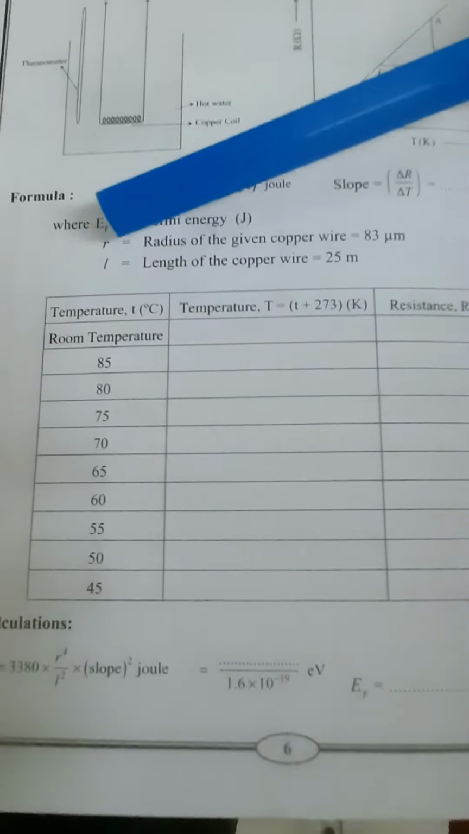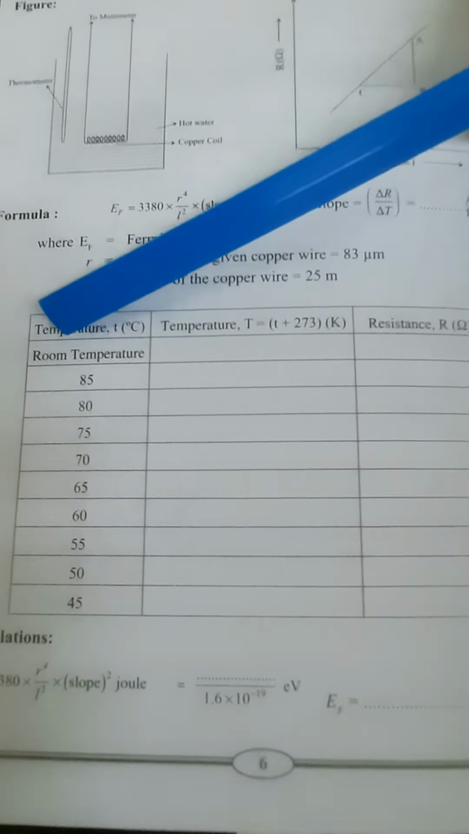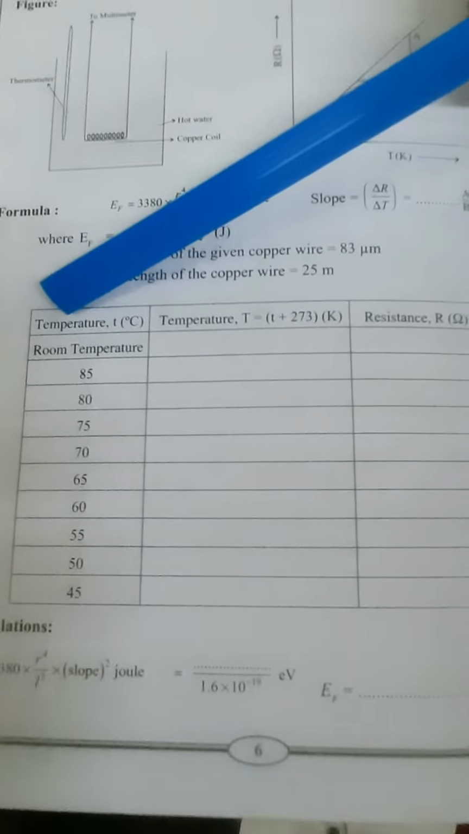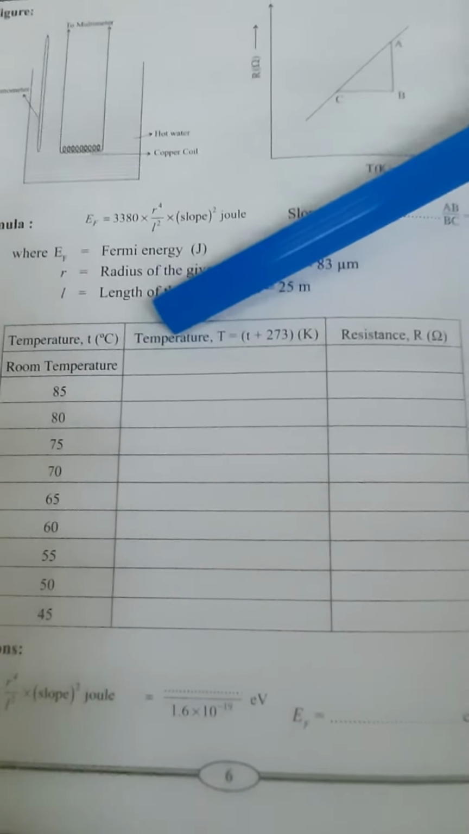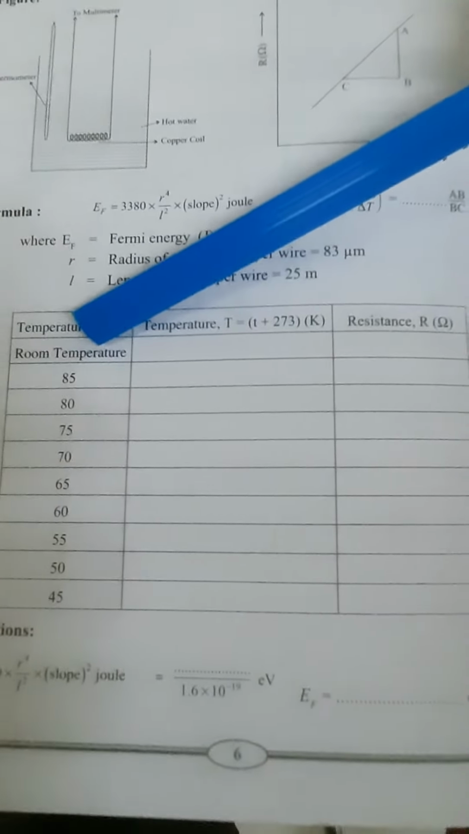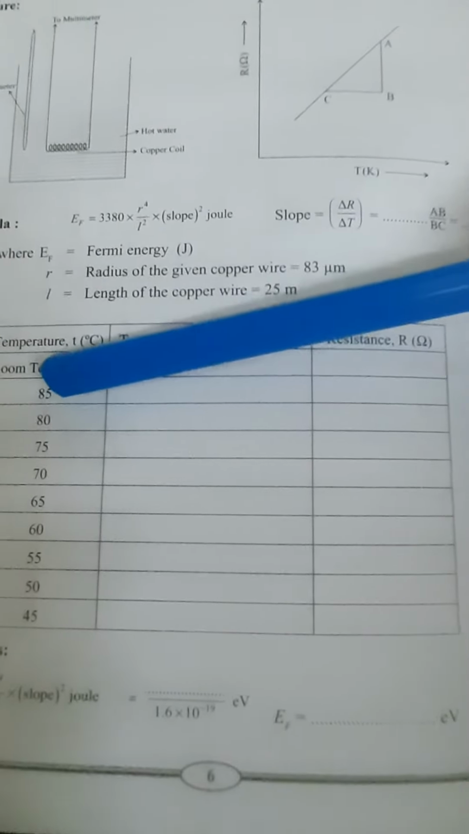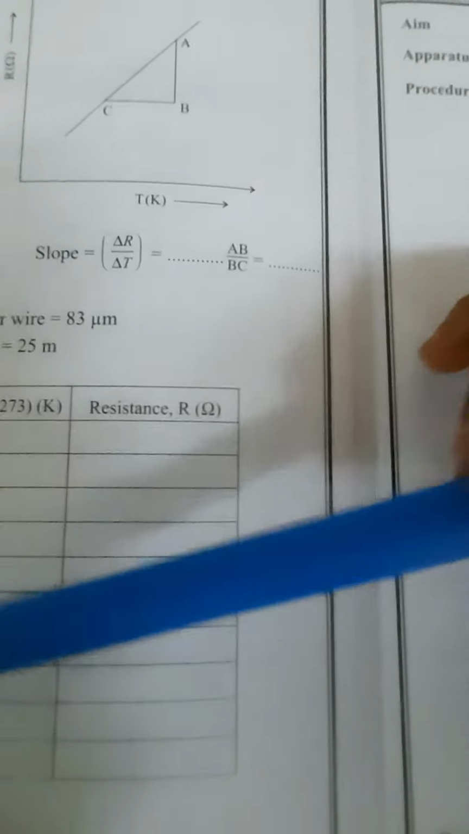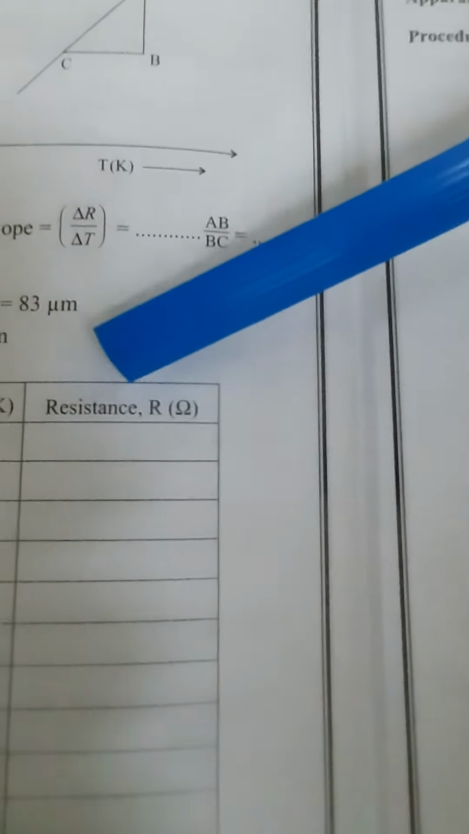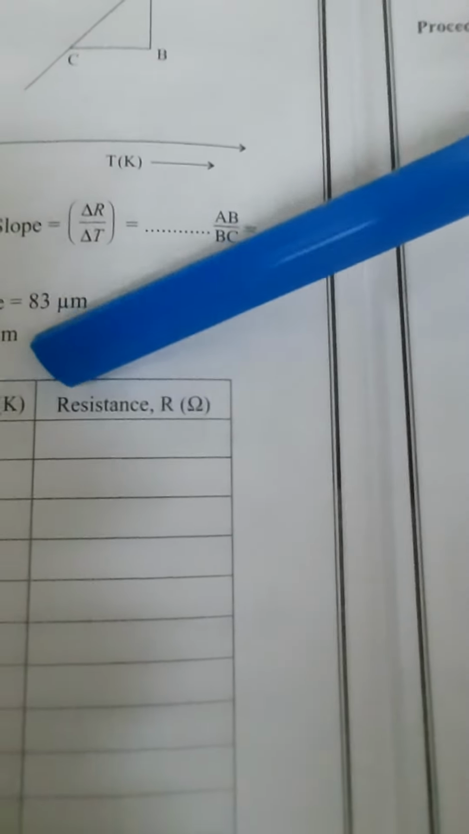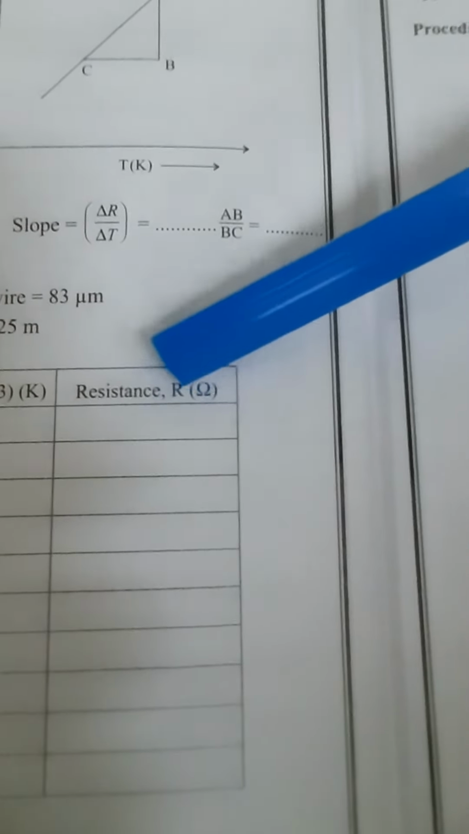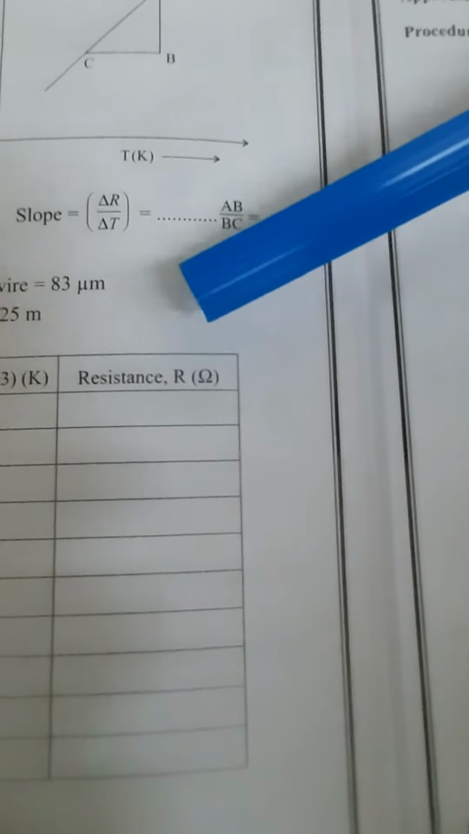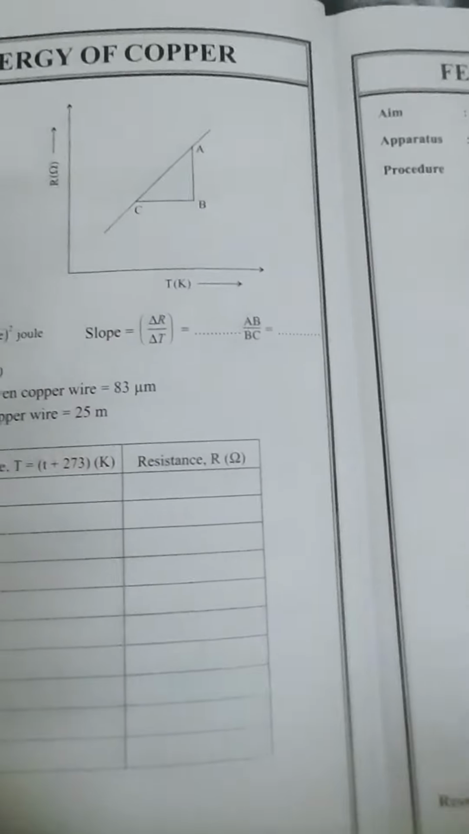Okay. Next, the readings were like this. You have to take the room temperature, and then readings starting from 85, 80, 75, 70 up to 45. Then you have to note down the corresponding resistance value using the multimeter. Okay. So let us move on to the apparatus which you require for doing this experiment.